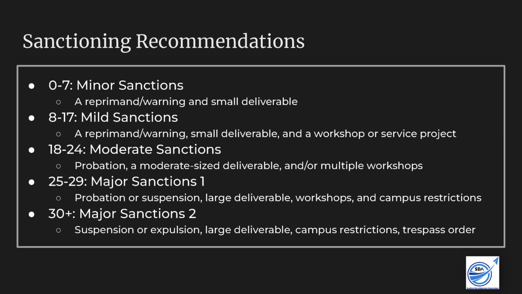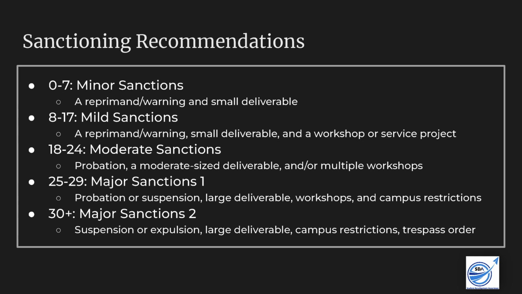With 25 to 29, we get into major sanctions level 1, which is where probation is appropriate and suspension might be appropriate depending on the details of the situation. A large deliverable is also worthwhile here. Workshops and campus restrictions, not allowing the student to live in the residence halls, not allowing them to access the area of campus where the misconduct occurred, things like that might be appropriate here.